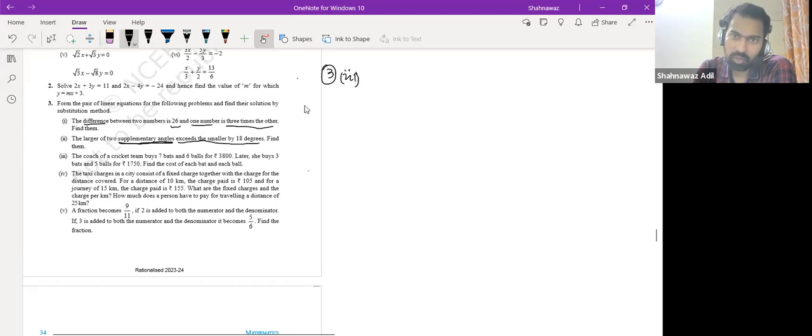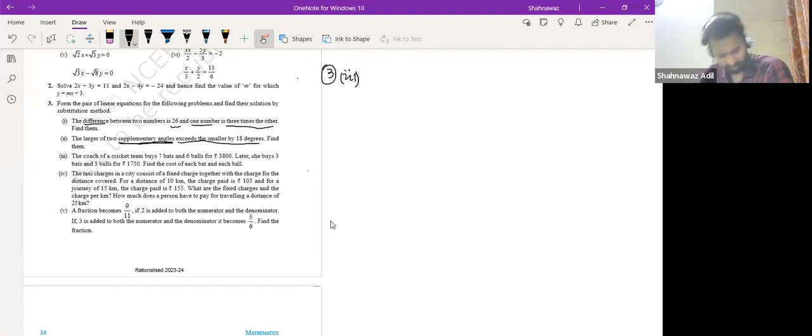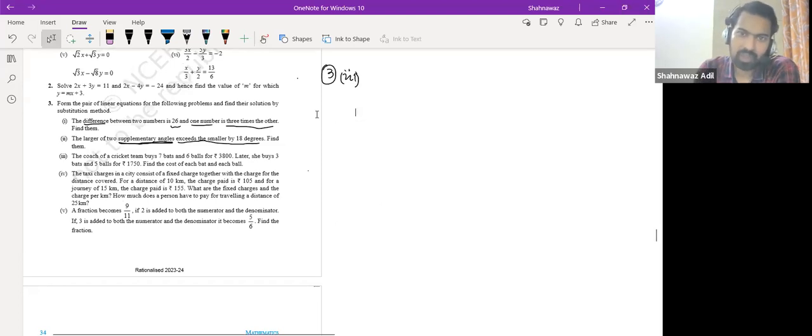The third problem. So what is the third problem? The coach of a cricket team buys 7 bats and 6 balls. This kind of question we have done before, but let us do it again. She buys 7 bats and 6 balls for 3,800. Later she buys 3 bats and 5 balls for 1,750. Find the cost of each bat and each ball.